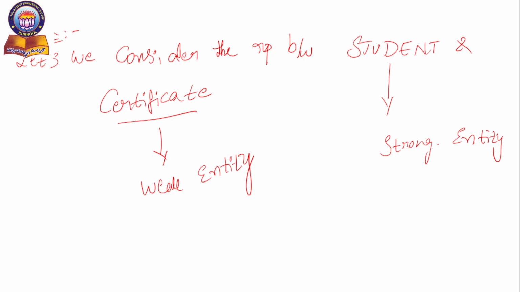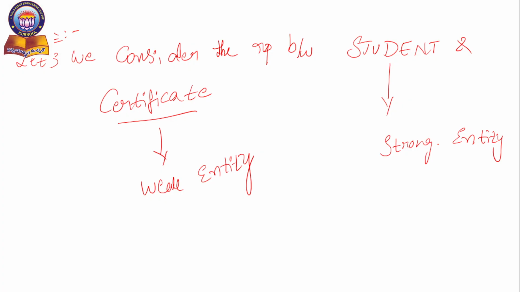Why we consider the student as a strong entity and certificate as a weak entity: because the student must be in college, some persons are studying, so student is the strong entity. Certificate means suppose he writes the exam, it is okay. Suppose he fails, then it comes to the weak entity.